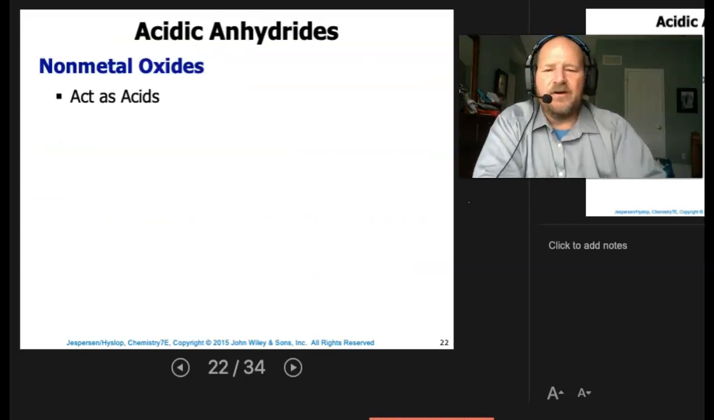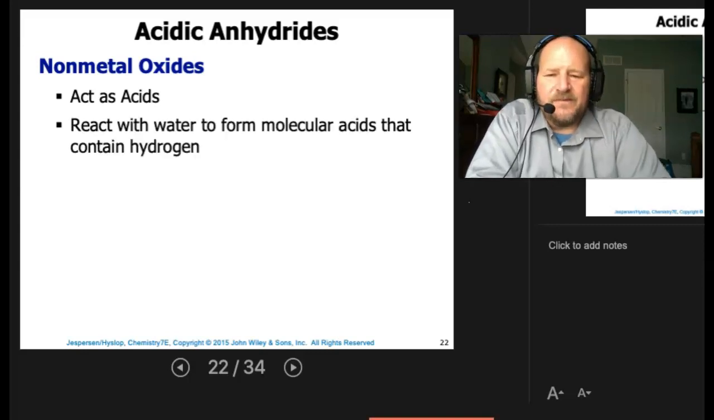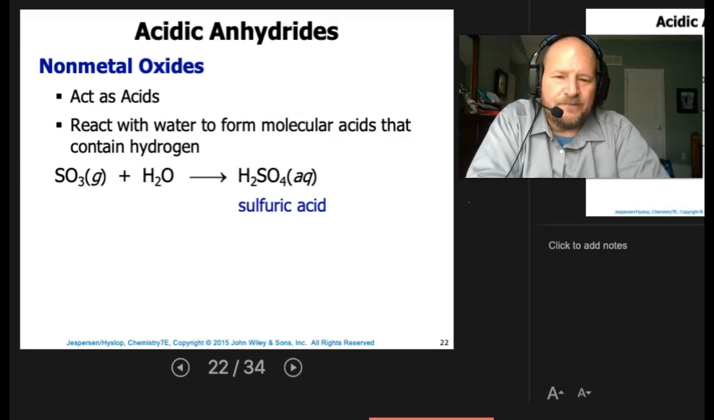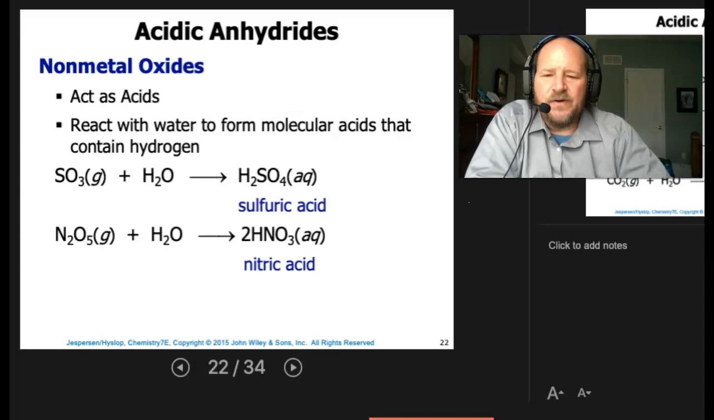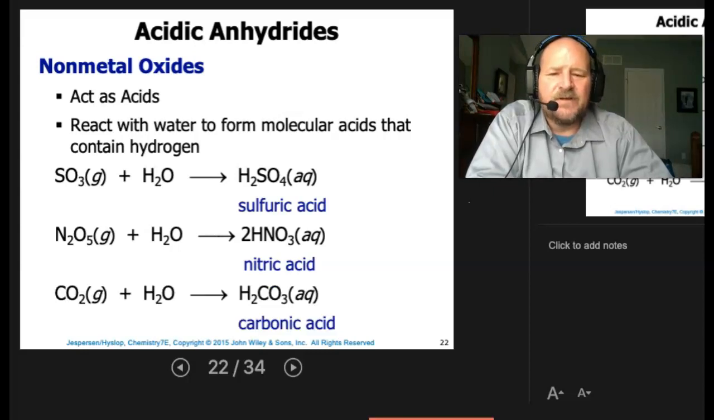All right, so acidic anhydrides. These are nonmetal oxides. They act as acids. They react with water to form molecular acids that contain hydrogen. So for instance, SO3 plus H2O gives me H2SO4. Sulfur trioxide, we mix that with water, we get sulfuric acid. If you take something like N2O5, again, a nitrous gas, we mix it with water and we'll get 2 nitric acids from that. We take carbon dioxide, mix it with water, and we're going to get carbonic acid.